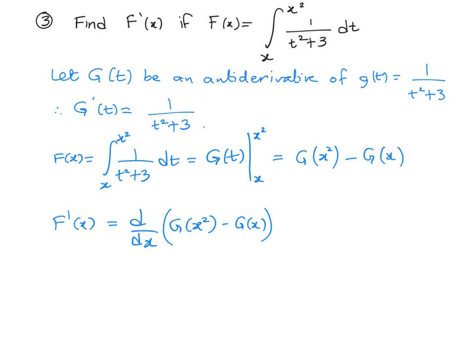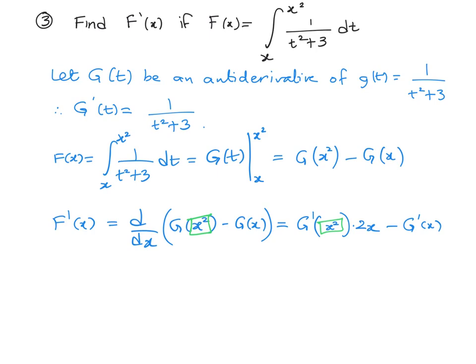Now once again, G of x squared is a chain rule problem. G of x technically is too, but the derivative of x is 1, so I don't really need to call it a chain rule. However, when I take the derivative of G of x squared, I get G prime of box times the derivative of box, which is 2x, minus G prime of x from this part.